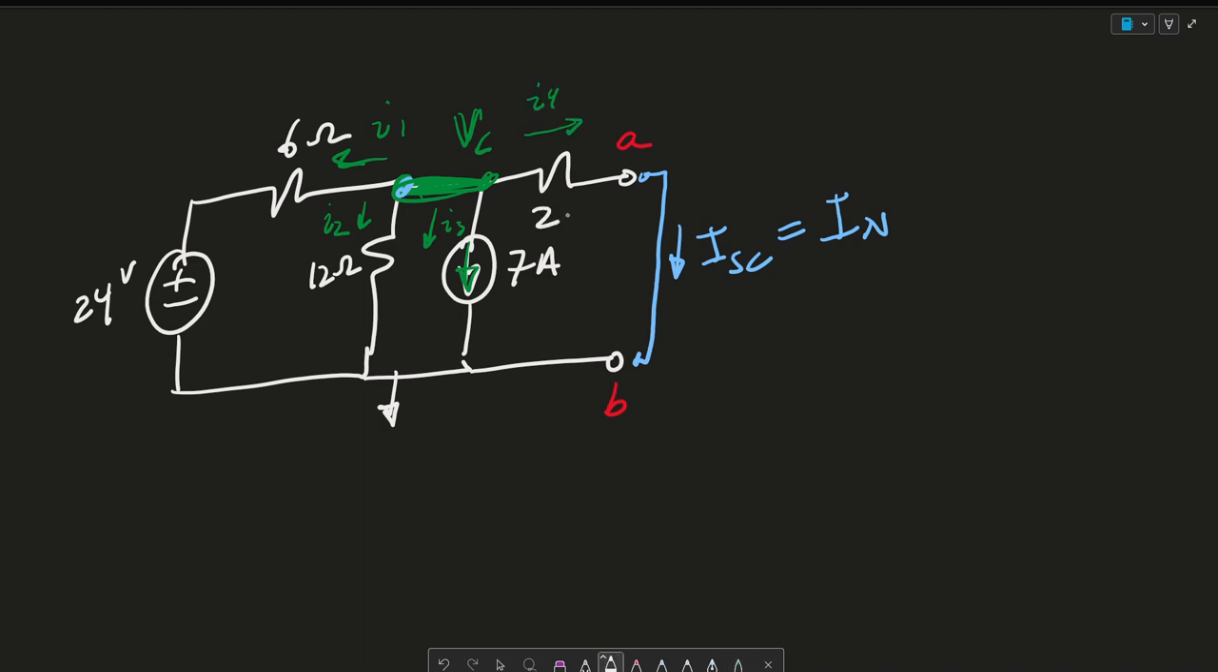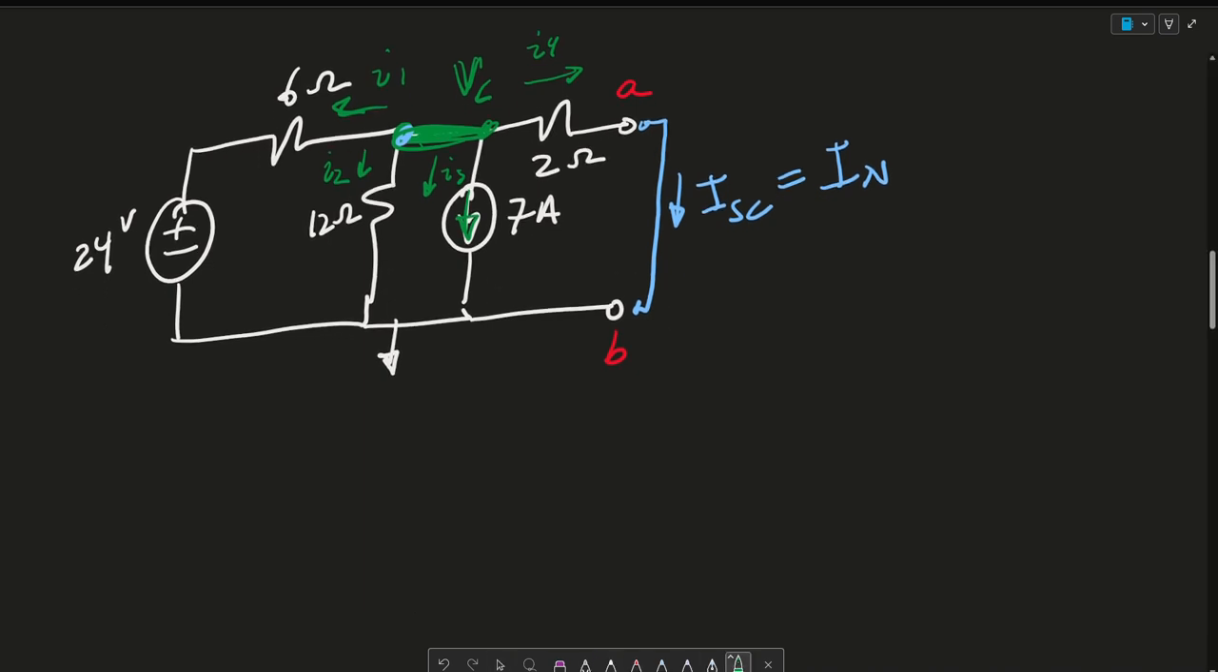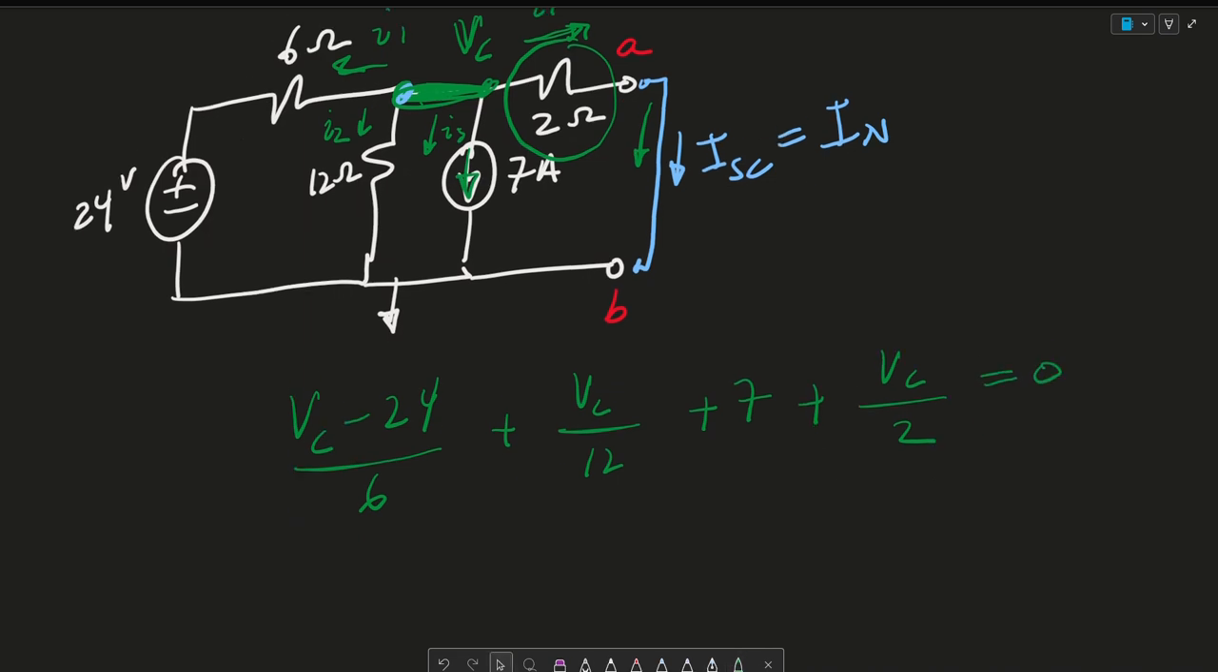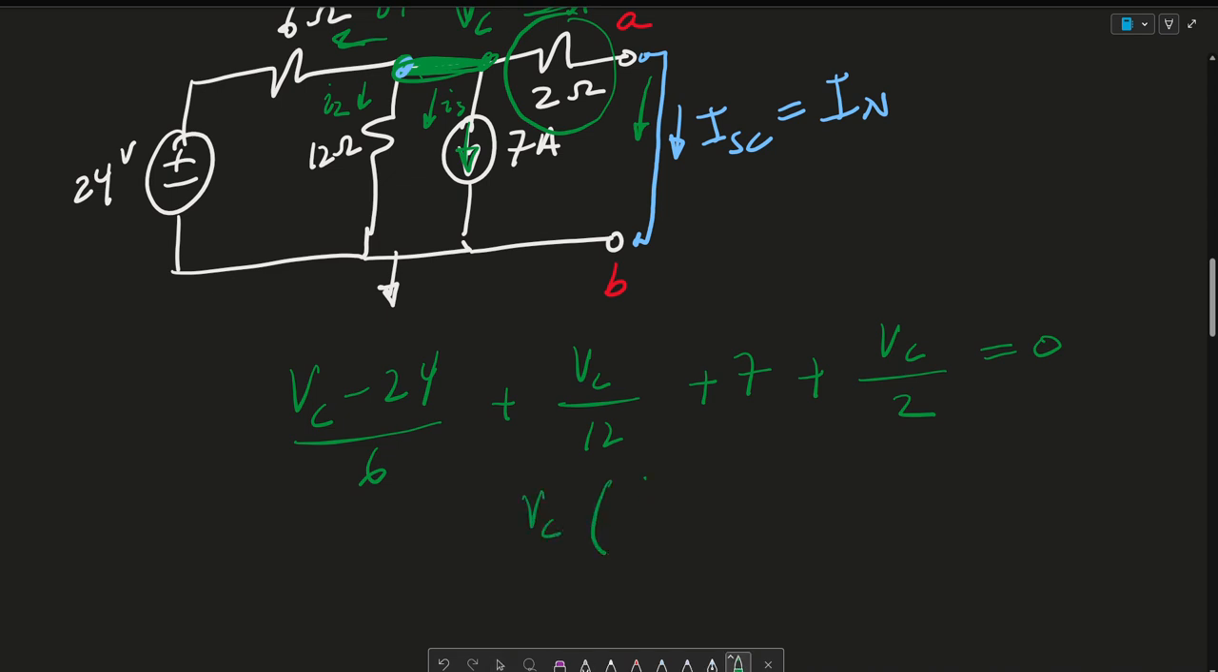Remember, this here is 2 ohms. So then VC, I'm just going to go ahead and write the nodal analysis. This will be VC minus 24 over 6, which is equal to I1, plus VC minus 0 over 12, which is equal to I2, plus 7, plus VC over 2, because this now plays a role because I4 is an actual current because it's short-circuited. So this all equals 0. You would get VC times 1 over 6 plus 1 over 12 plus 1 over 2 is equal to 24 over 6 minus 7.